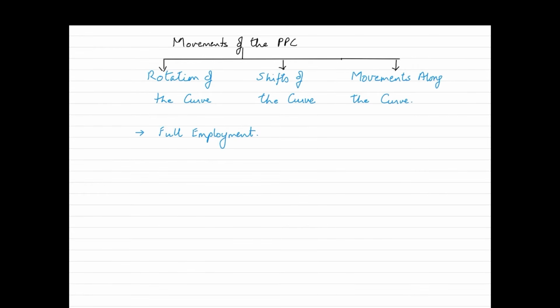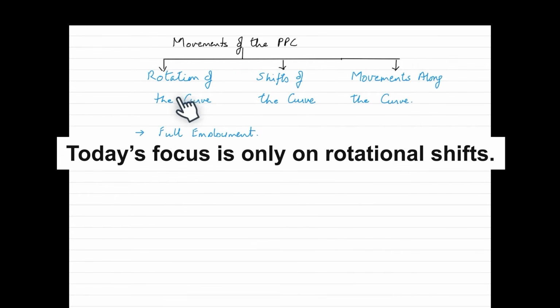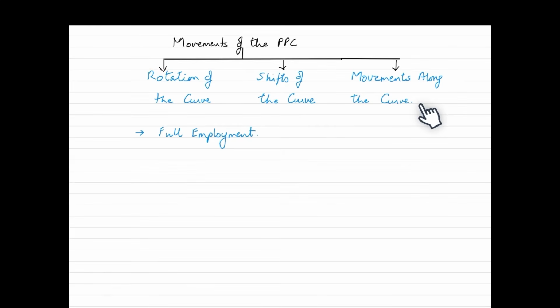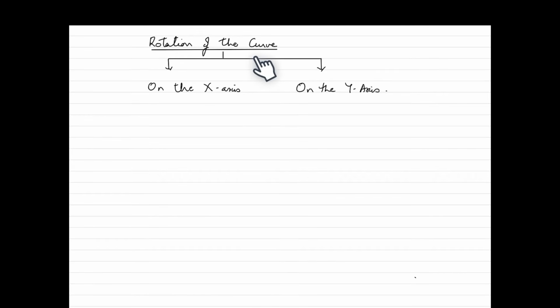Now in this video, we shall be focusing only on the rotation of the shifts. Alright, the other two would be covered in a later video, otherwise it would become very long. So we can see that these are the rotational shifts of the curve. There are two types of rotational shifts, one that occurs on the x-axis and one that occurs on the y-axis. Let's take a look at the one that occurs on the x-axis first.